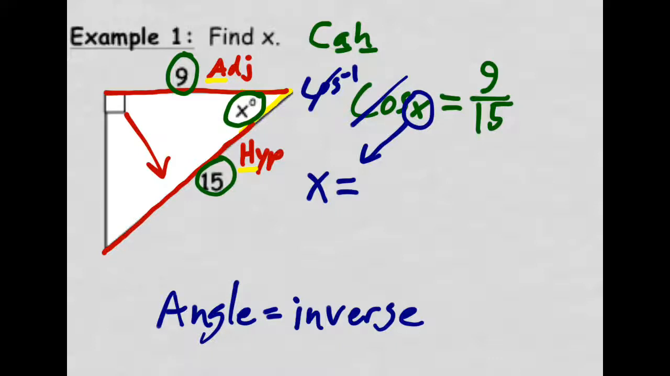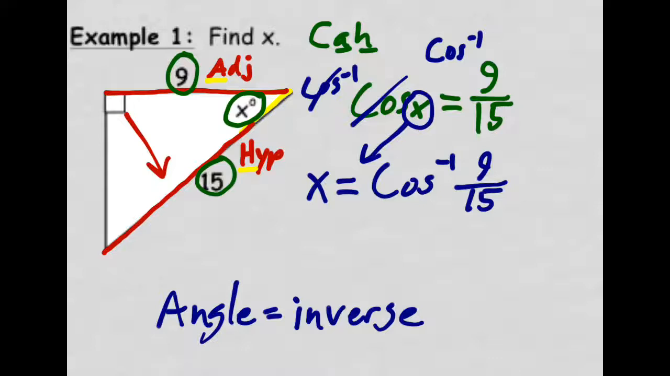But I have to do the same thing to both sides of the equation. So x equals the inverse cosine of 9 over 15. Now I just enter that into my calculator. Remember, I'm going to hit the second button, and then I'm going to hit the cosine button, and then I'm just going to do 9 divided by 15. Go ahead and do that now. I'll wait. And you can press the pause button and do it when you're done, and press play when you're done.